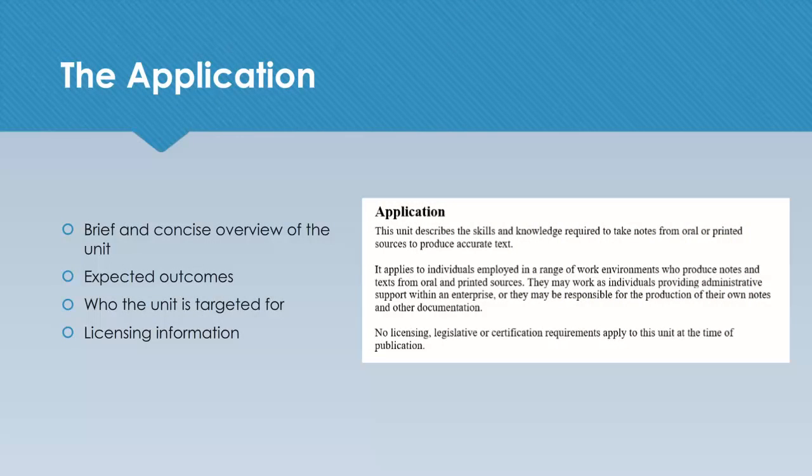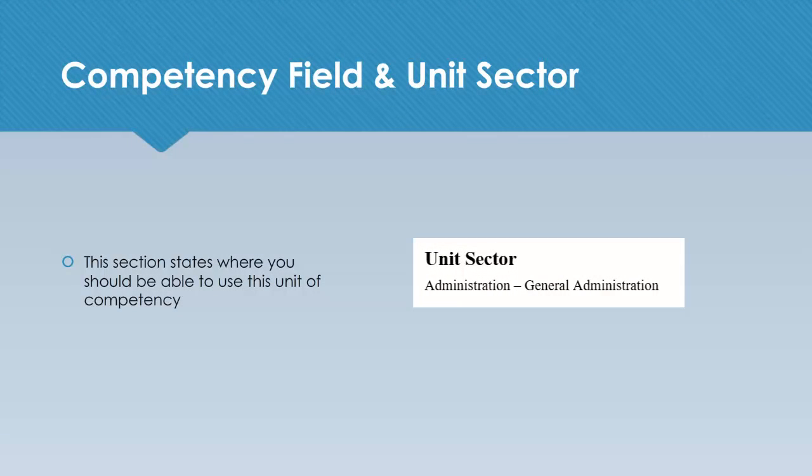The application section of the unit of competency provides a brief and concise overview of the unit, and here is where you will generally find the expected outcomes as well as who the unit is targeted at. You will also find in this section any licensing, legislative or certification requirements that apply to the unit. The unit sector section states where you should be able to use a unit of competency. For example, BSB ADM 302, Produce Text from Notes, is considered to be part of the administration industry.